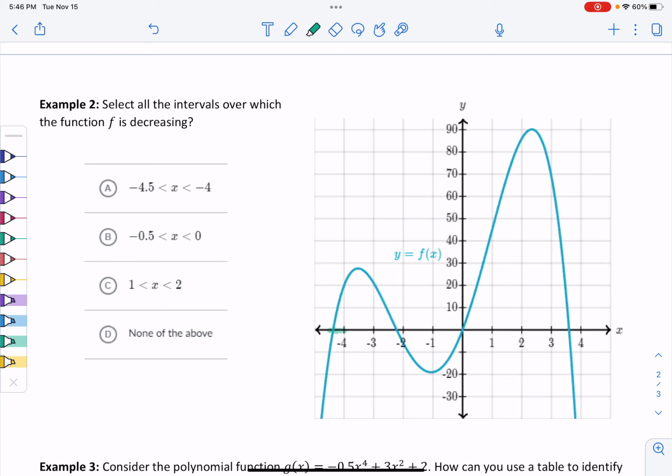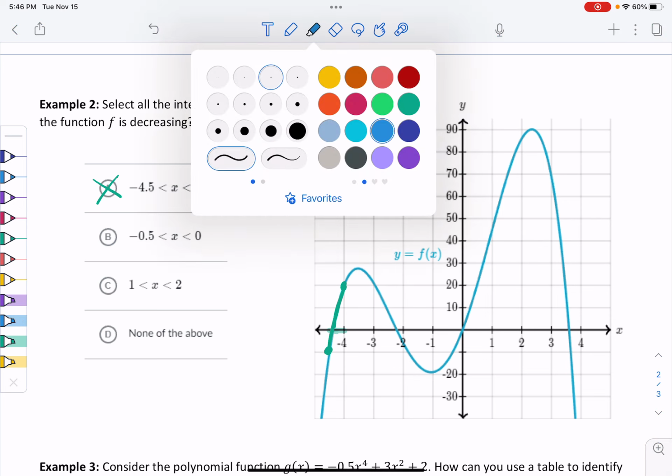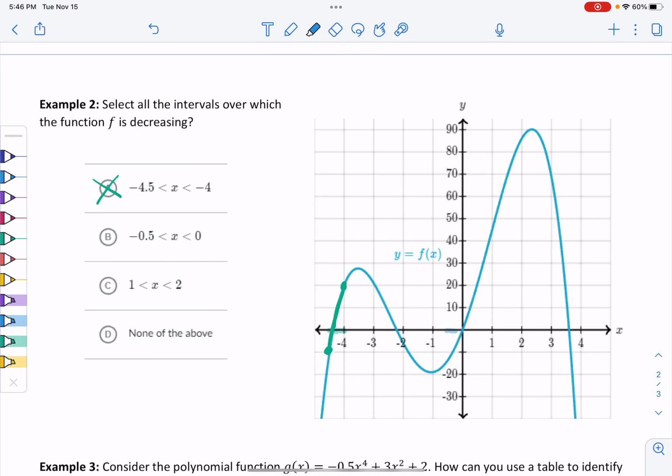So over this interval, what is our graph doing? If we look at it, it's about right here to up here. Our graph is increasing. It is going up, and we're looking for decreasing, so it cannot be A. Let's look at negative 0.5 to 0. That is right here, about from here to the 0 point. That is also increasing, so that's not going to work.